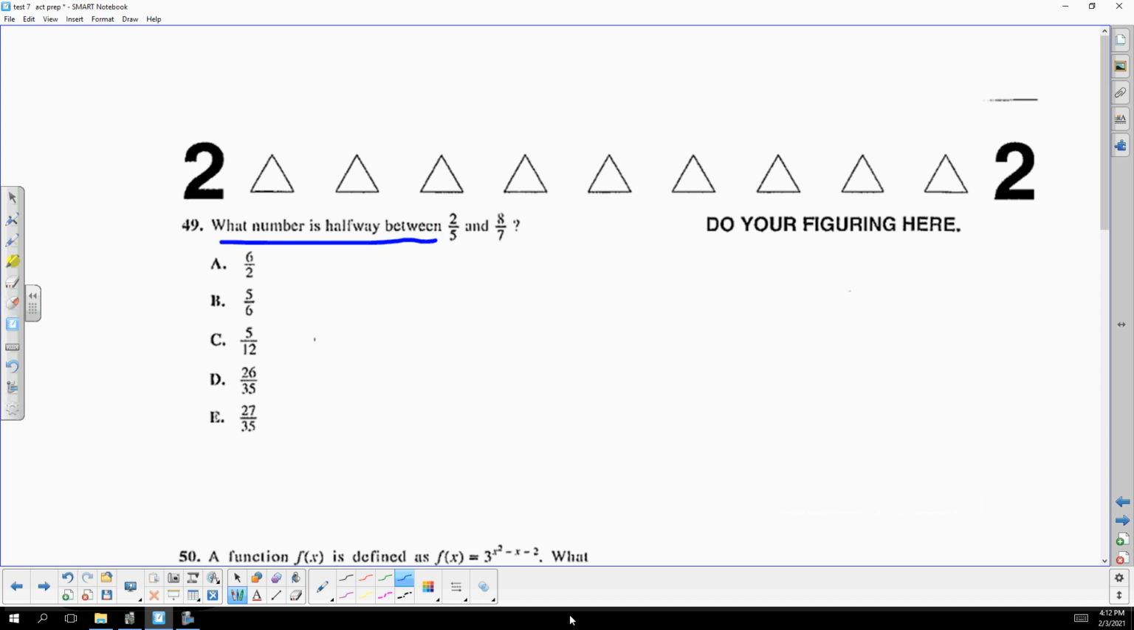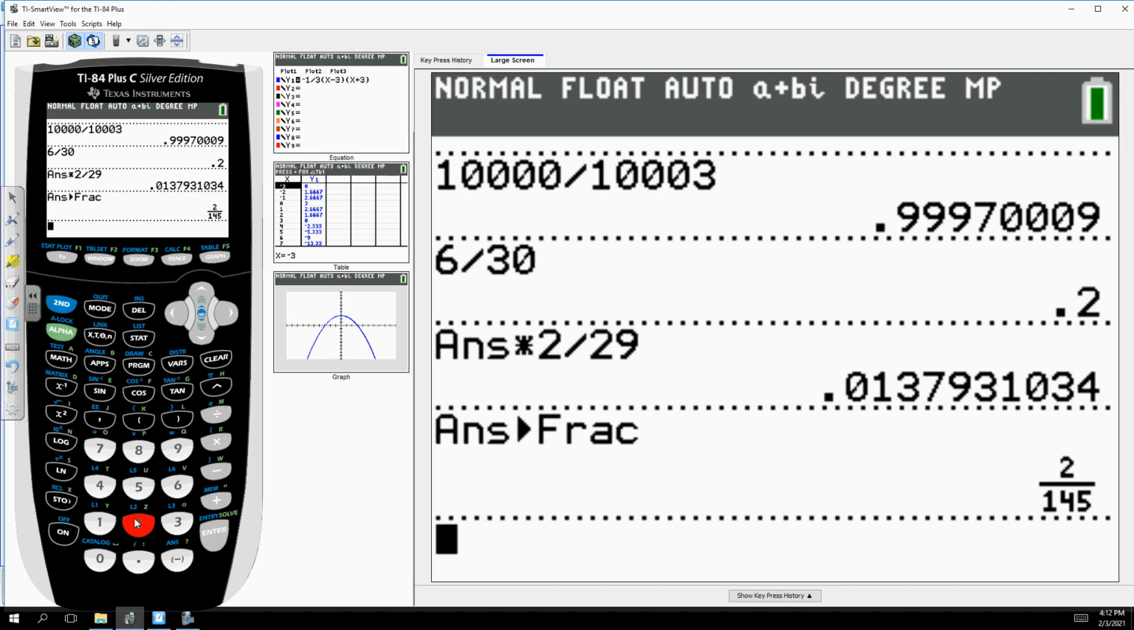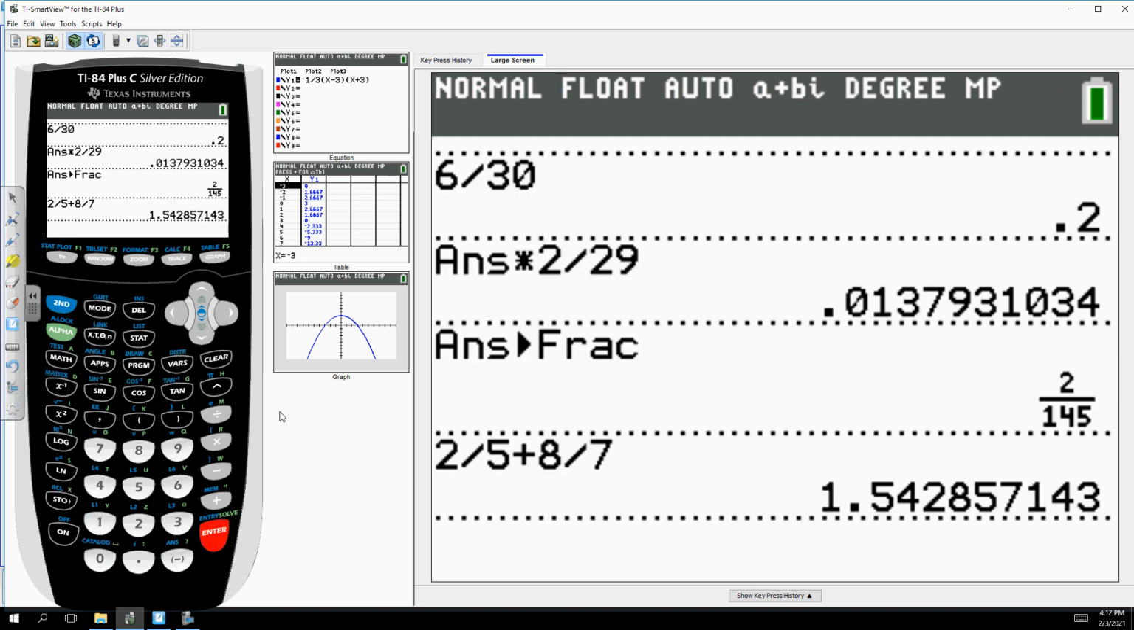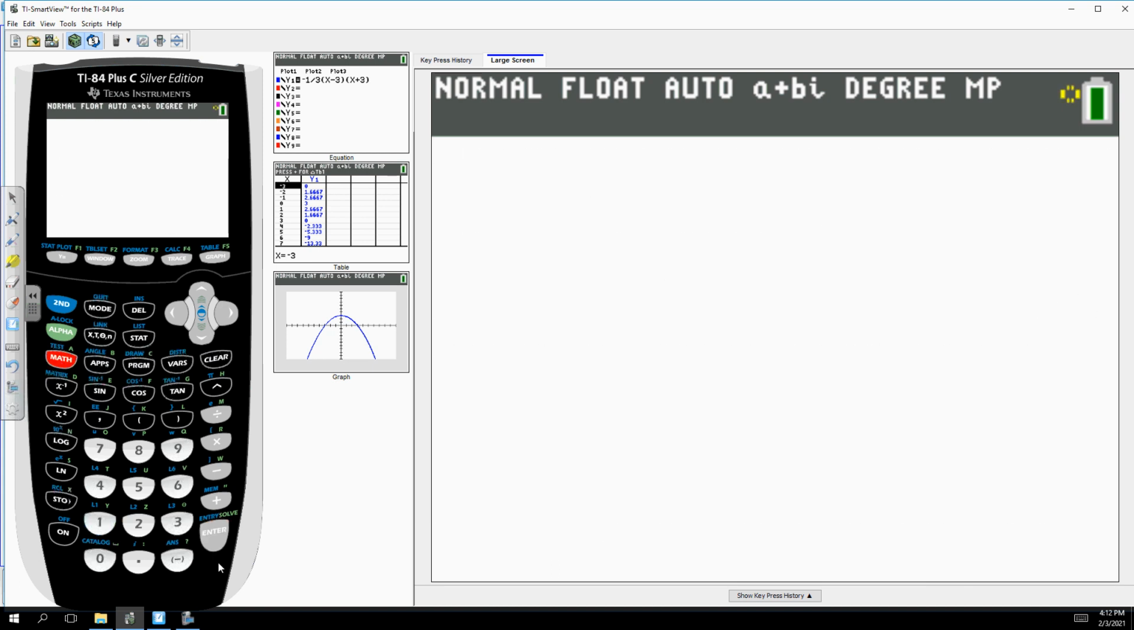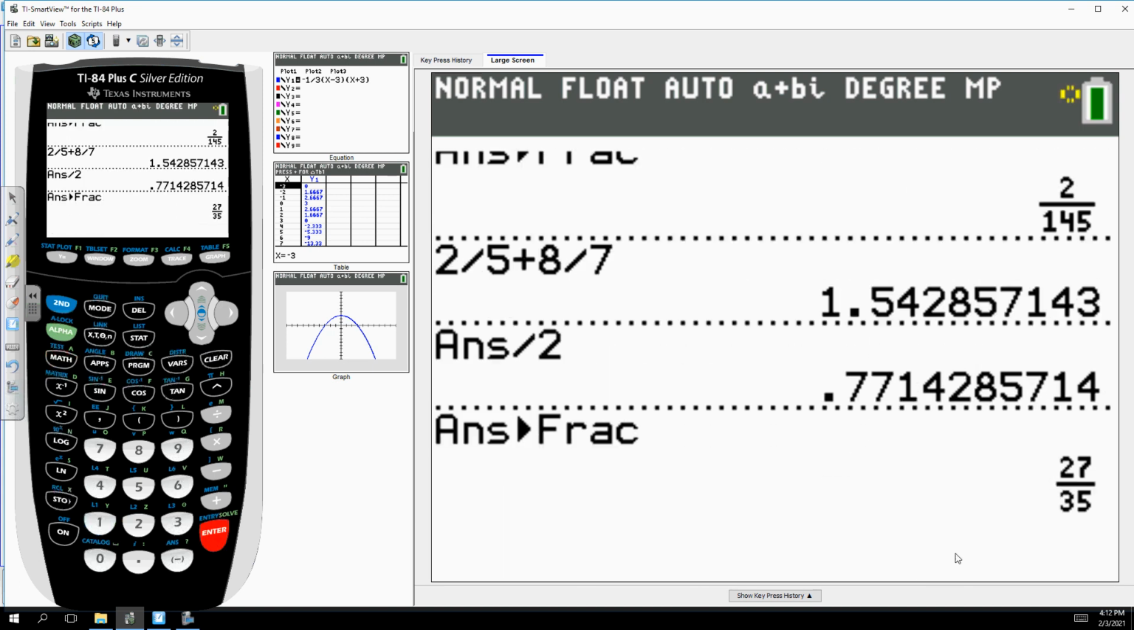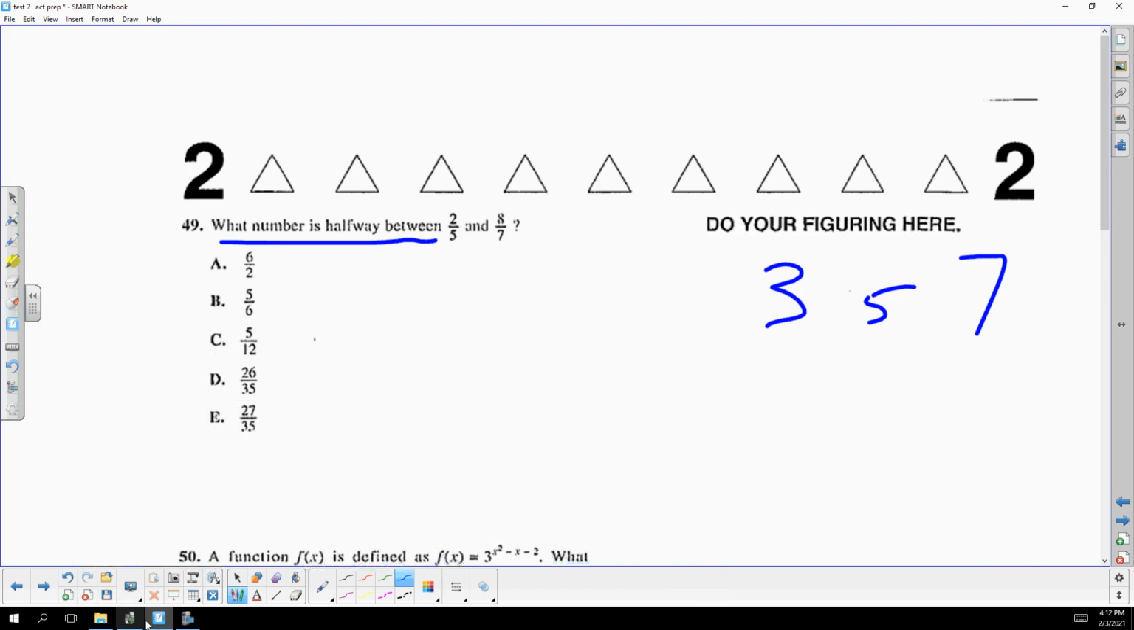Halfway between is the average. The way I always think of it is what's halfway between 3 and 7? 5. 3 plus 7 divided by 2. So I do the same thing here. 2/5 plus 8/7. Add them up. Divide by 2. 27 over 35.